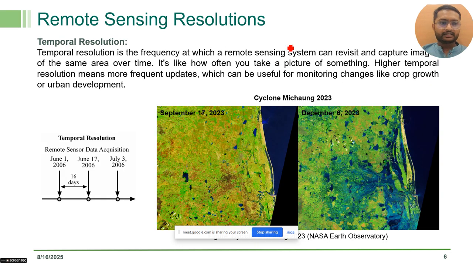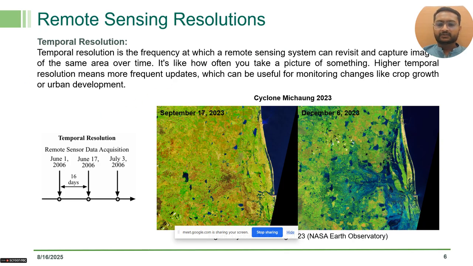Another term is temporal resolution. The earlier one, spatial resolution, defines the size of your pixel, or how much clarity you have in your image, or how many things you can resolve. Now this one tells us how frequently you can resolve those things, so how many times you are getting the imagery.